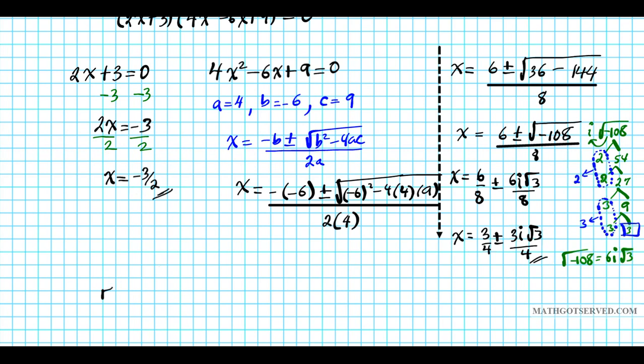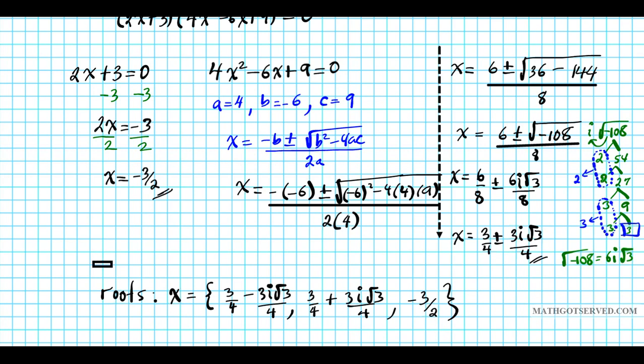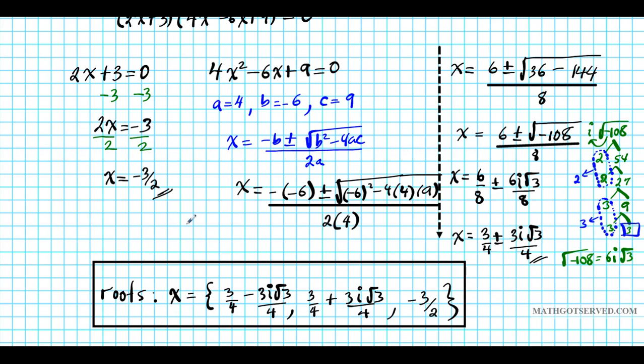Let's write it together. So our roots are x equals, in brackets, 3 over 4 minus 3i root 3 over 4. That's the first one, and its conjugate, 3 over 4 plus 3i root 3 over 4. And the last one, negative 3 over 2. That's the only real root that this polynomial equation has. So that's that for the roots of the second polynomial equation that we have.